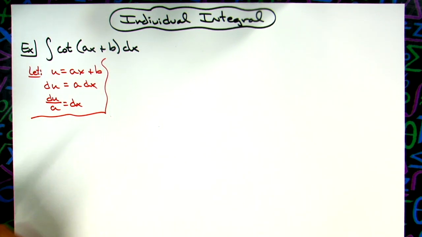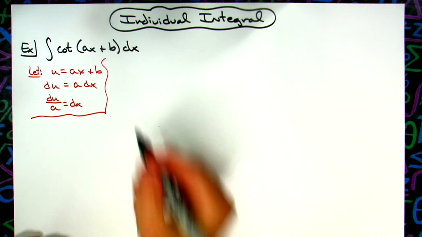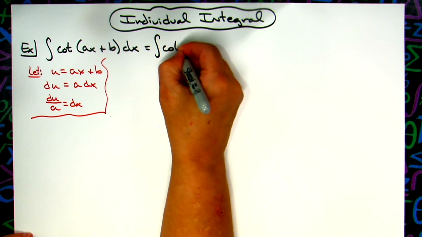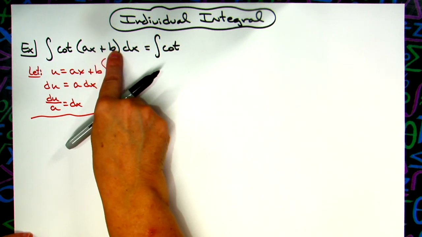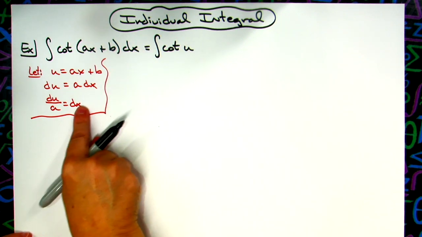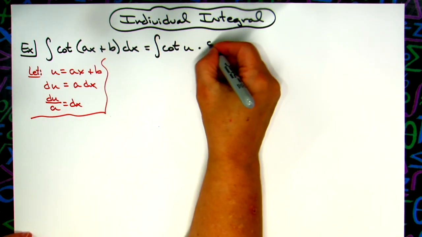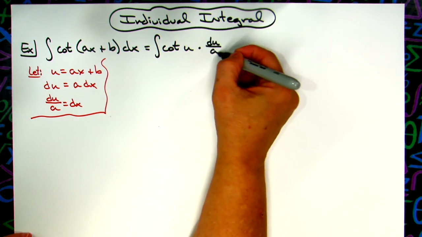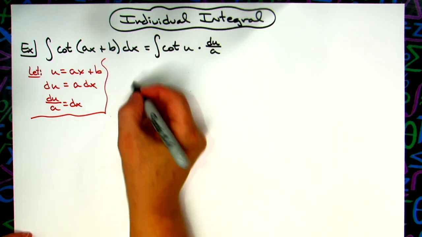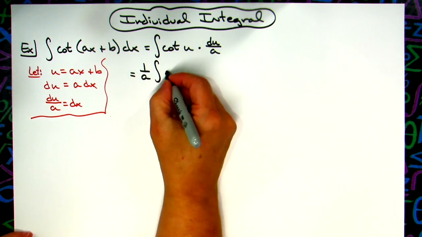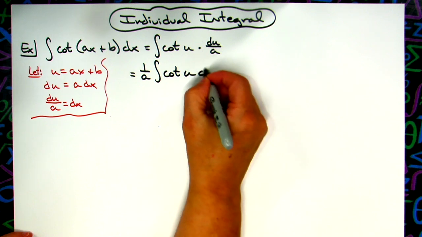All right, at this point, we're going to come back up here to the original integral, and we're going to start making some substitutions. All right, cotangent is going to stay. I'm going to replace the ax plus b with a u, and I'm going to replace dx with what it equals, so then I'll have a du over an a right here. I'm going to take a look at this 1 over a and pull it out in front of the integral. So I'm going to have a 1 over a integral cotangent u du.